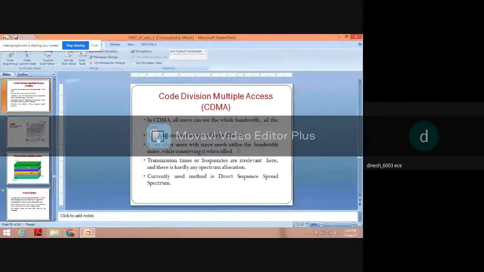So any queries in FDMA and TDMA, you can type in the chat box, such that after that I'll proceed to the CDMA.